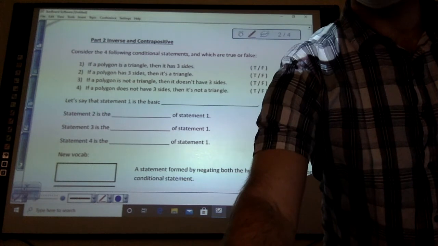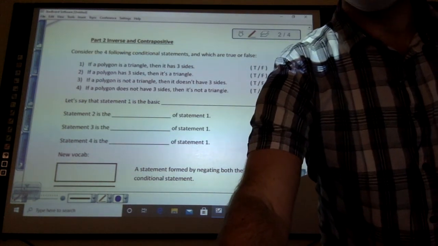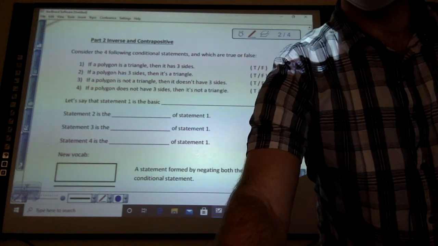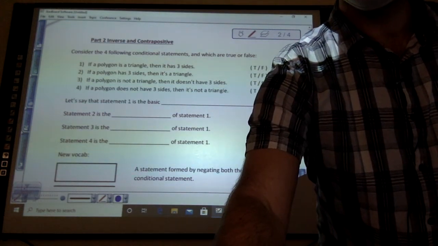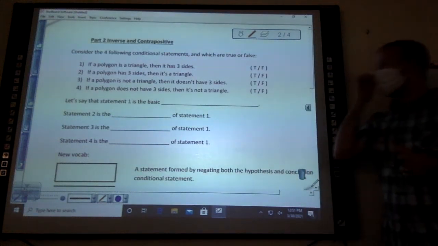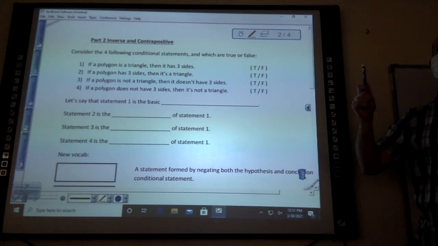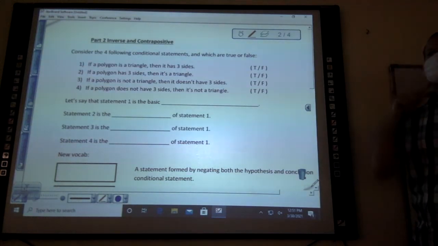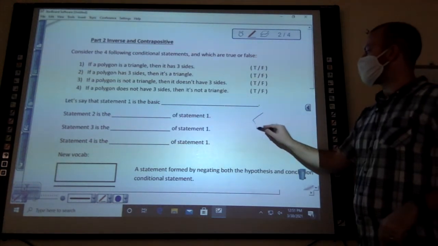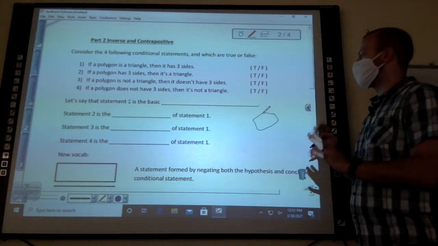So let's look at a specific example here. I'm not going to do all 4 examples, I'm just going to look at a few of these. Okay. Do you guys know what a polygon is? It's a shape that is enclosed. So it doesn't matter how many sides are on it. As long as it closes off, it's a polygon.